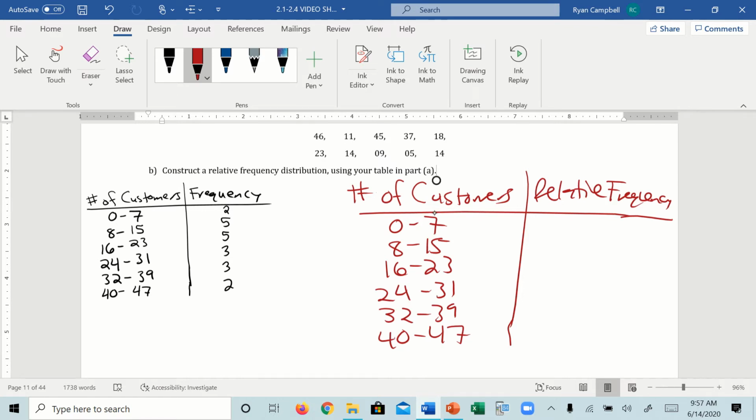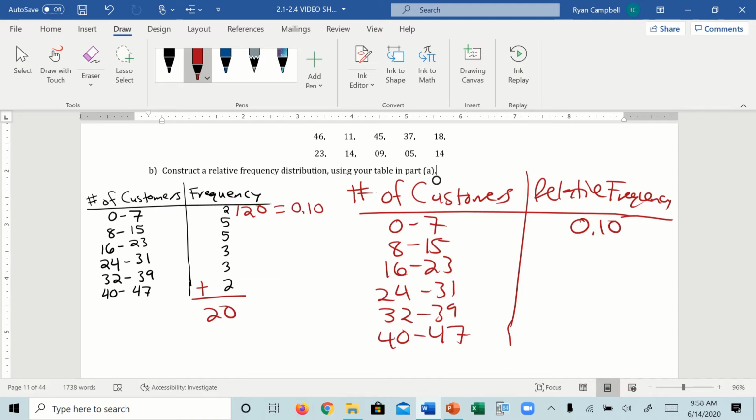So what percentage of days had customers between 0 and 7? Well, we know there were 2 days that had that, out of how many? Remember, if you add these up, it would be 20. So 2 out of 20, and we divide that out, we get 0.10. So this number is 0.10.